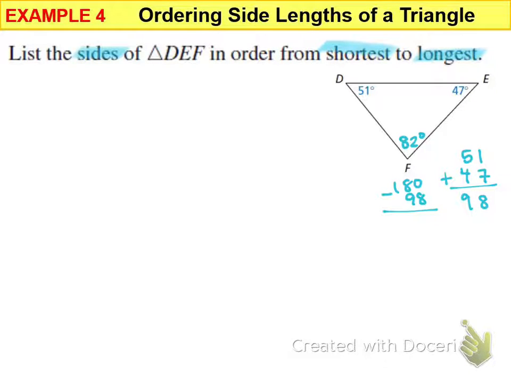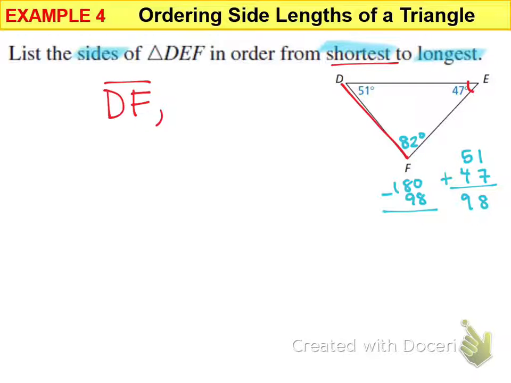So now we want shortest side first. Which is the smallest angle? E, 47 degrees, so across from that, DF. So we are not listing a length. You do put a line above it. We're naming the side. You only don't put the line above when you're saying the length of.